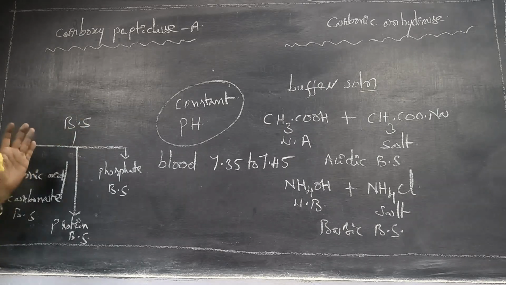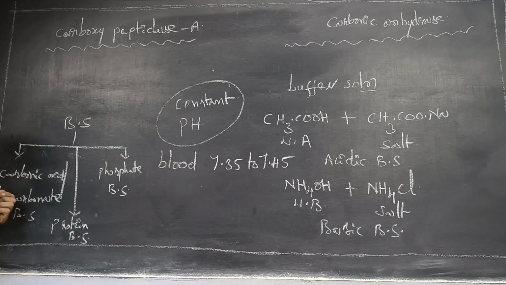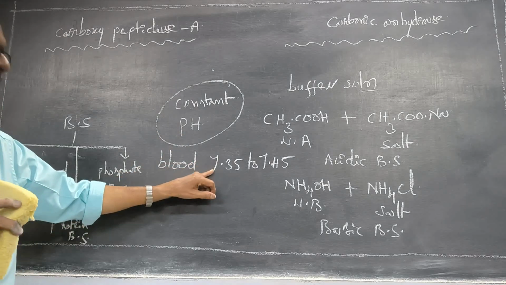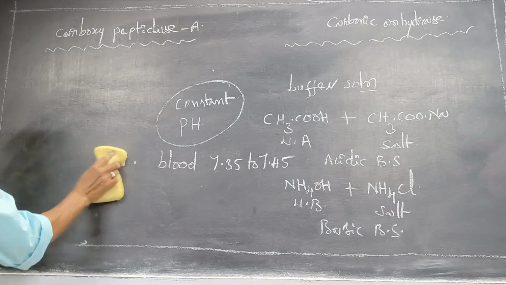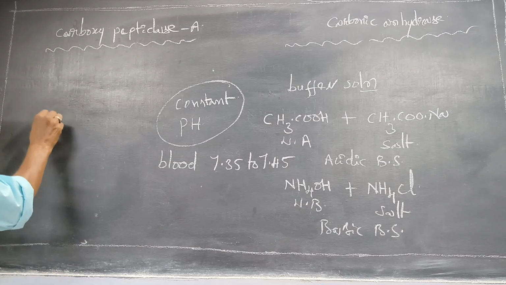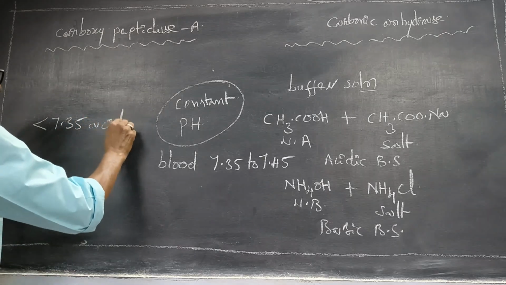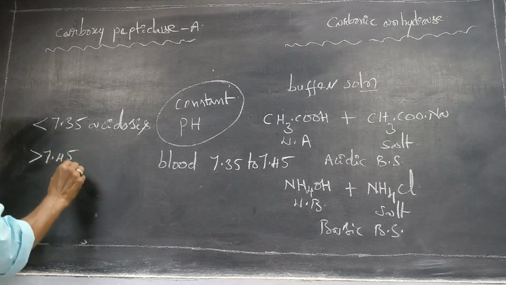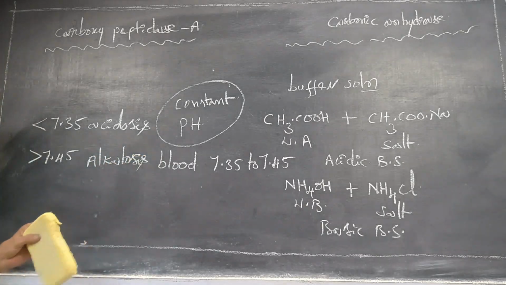Buffer systems. So what is its main function? It keeps up the pH of blood. This one, carbonic and bicarbonate buffer system, is concerned with the maintenance of pH of blood, that is having a range of 7.35 to 7.44. In the case of a person who is having a defect, suppose if it is less than 7.35, then the defect is called acidosis. If it is greater than 7.45, that is called alkalosis. So this is extra information.